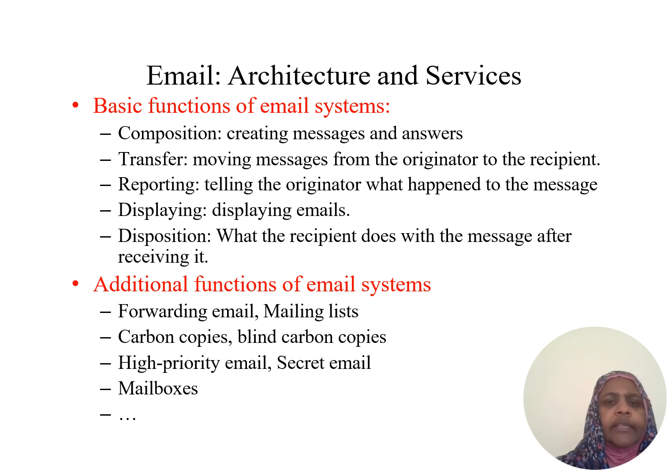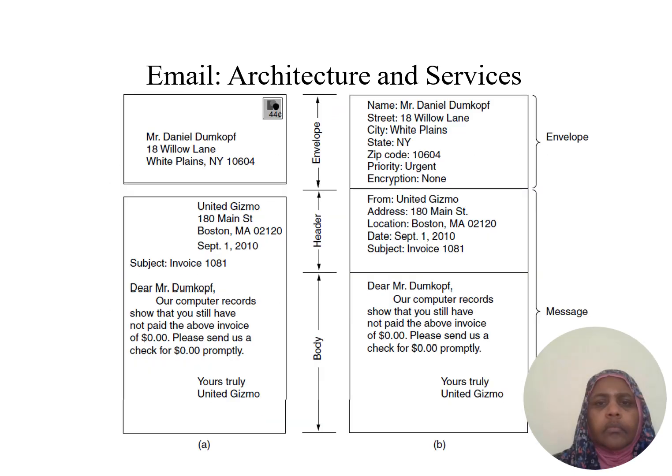Additional functions for an email system: forwarding emails, managing mailing lists, that's sending an email to multiple recipients, creating carbon copies for secondary recipients, blind carbon copies for secondary unseen recipients, delivering high priority mail and secure mail, and creating mailboxes for the user.